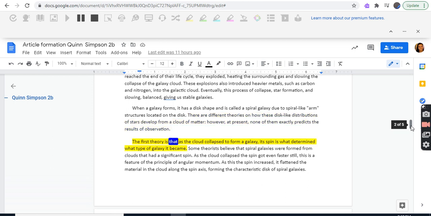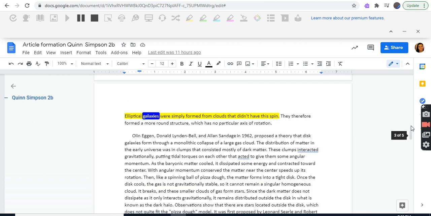The first theory is that as the cloud collapsed to form a galaxy, its spin is what determined what type of galaxy it became. Some theorists believe that spiral galaxies were formed from clouds that had a significant spin. As the cloud collapsed, the spin got even faster still. This is a feature of the principle of angular momentum. As the spin increased, it flattened the material in the cloud along the spin axis, forming the characteristic disk of spiral galaxies. Elliptical galaxies were simply formed from clouds that didn't have this spin. They therefore formed a more round structure, which has no particular axis of rotation.